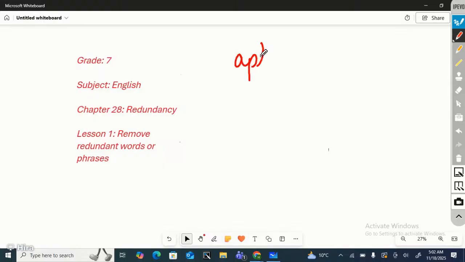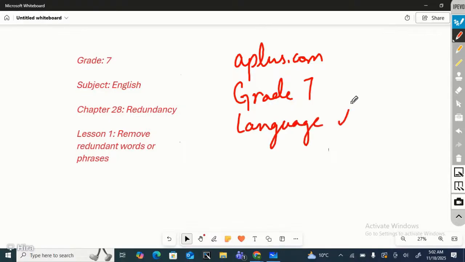Log into aplus.com. You can use your login details, then move to Grade 7, Language Arts section.